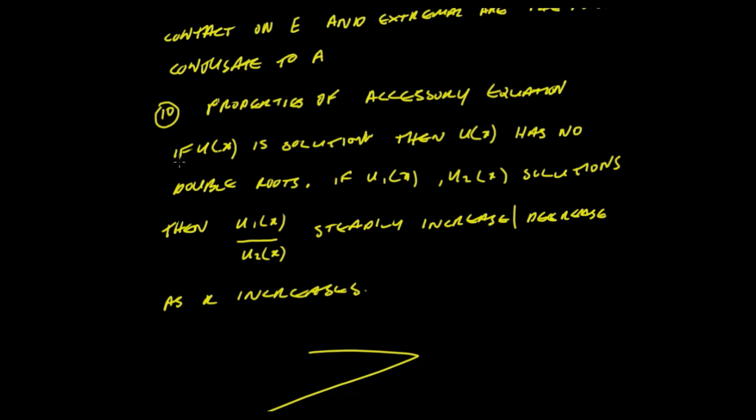Then we looked at a couple of properties of the accessory equation. So we've seen that if u of x is a solution, then u of x does not have double roots. And if u1 of x and u2 of x are independent solutions, then u1 of x upon u2 of x either steadily increases or decreases as x increases.